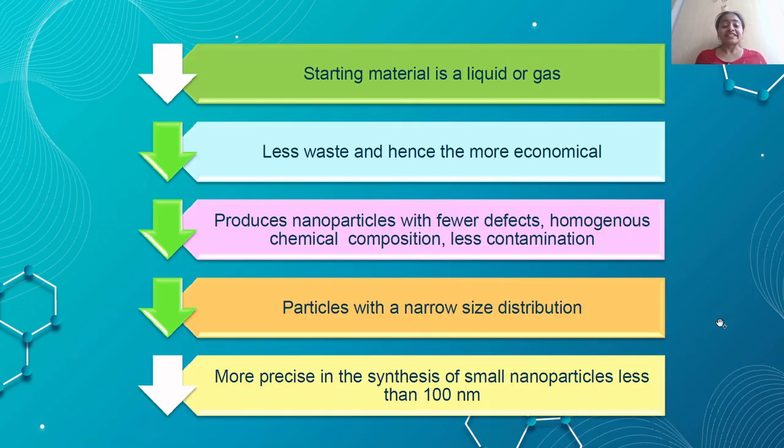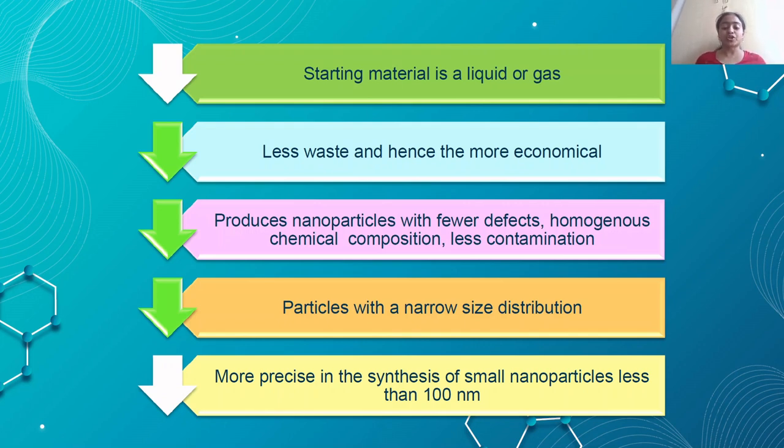We'll now look at some of the characteristics of the bottom-up approach. The precursor is typically a liquid or gas that is ionized, dissociated, sublimated or evaporated and then condensed to form either an amorphous or crystalline nanoparticle. It has the potential of creating less waste and hence it is more economical. Yet the techniques involved are complicated and precise, hence they are comparatively expensive.